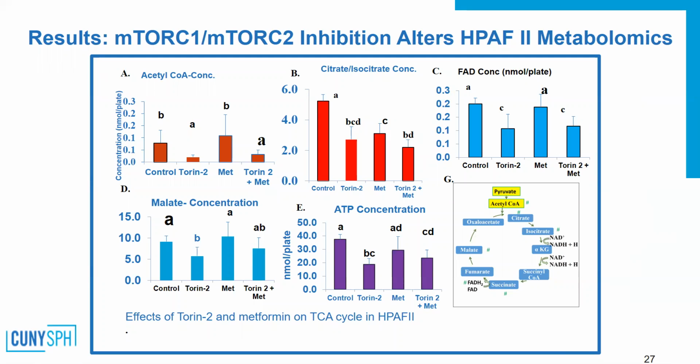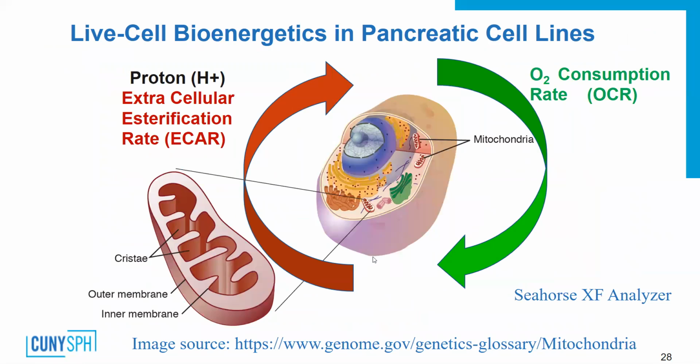Similarly, we found that the inhibition by taurine-2 and metformin decreased the TCA cycle intermediates, such as the acetyl-CoA concentration, citrate and isocitrate concentration, as well as malate. The FAD, which is the energy equivalent, was decreased by the treatment, and there is a decrease in ATP concentration.